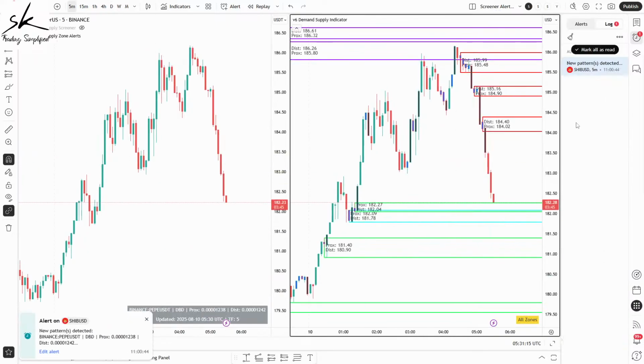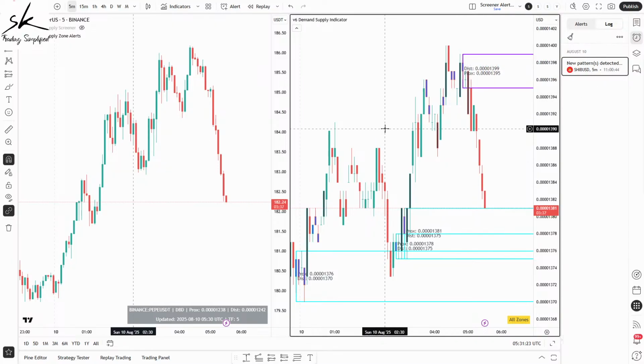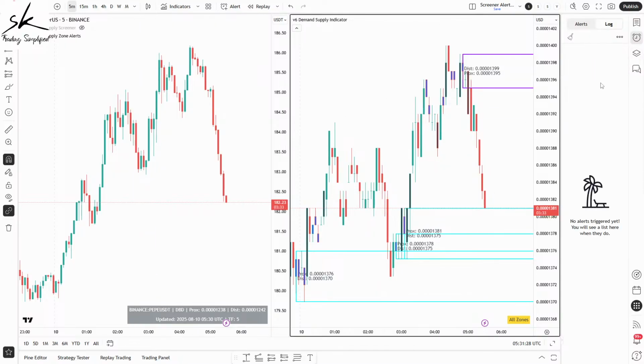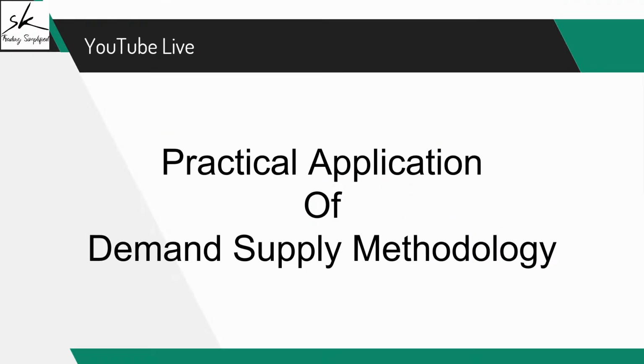In fact, if I go here, you can see I just got a notification on alert that on PEPE USDT, we have a drop-base-drop structure. We'll talk about what these alerts are as we move forward in the session. But for now, let me remove it. You can see the alert is also visible here on the chart. So for now, we'll ignore it, and as we move forward, we'll talk about what these alerts are.